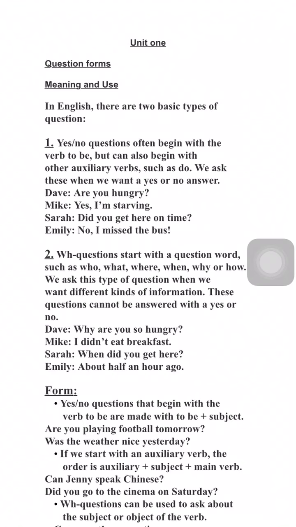auxiliary verb plus subject plus verb, plus question mark, and the answer will be yes or no. A WH question will be WH question plus auxiliary verb plus subject plus main verb and the rest of the sentence, if any.